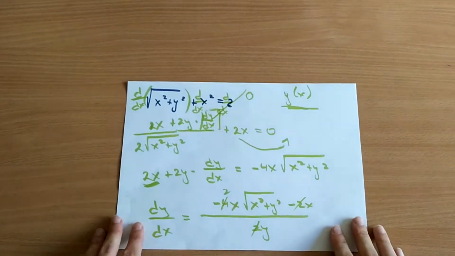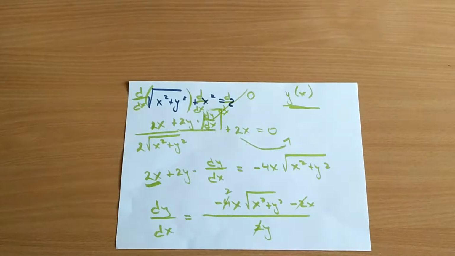In the last video we studied implicit differentiation, and today we're going to prove that if we derive the explicit form of an implicit function and then find the derivative of it, you're going to get the same solution.